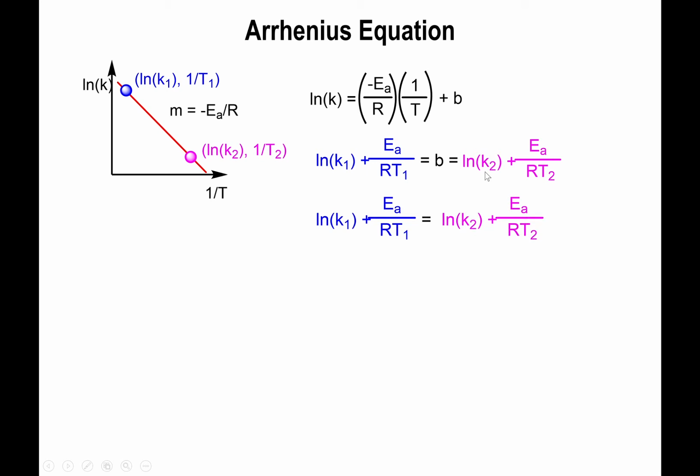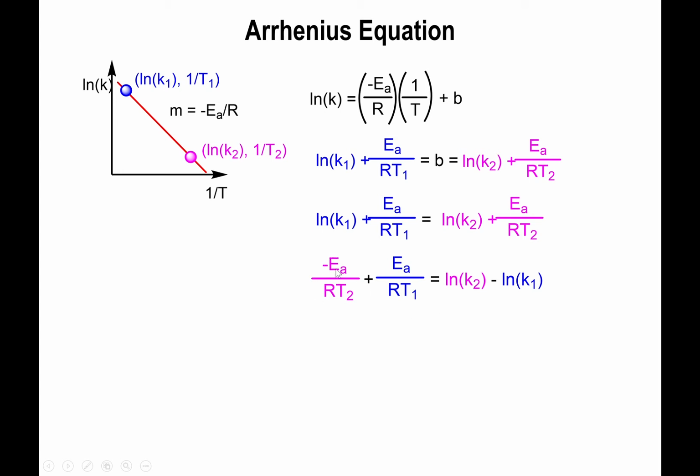And so what this tells you is that the ln of k plus the activation energy over RT terms equal each other. And if you subtract the ln of k2 from both sides and subtract the activation energy over RT1 from both sides, you're going to end up with this relationship right here. And lastly, when you subtract two logarithms, you can combine them together as one single log, whereby the insides of the log are being divided from each other.